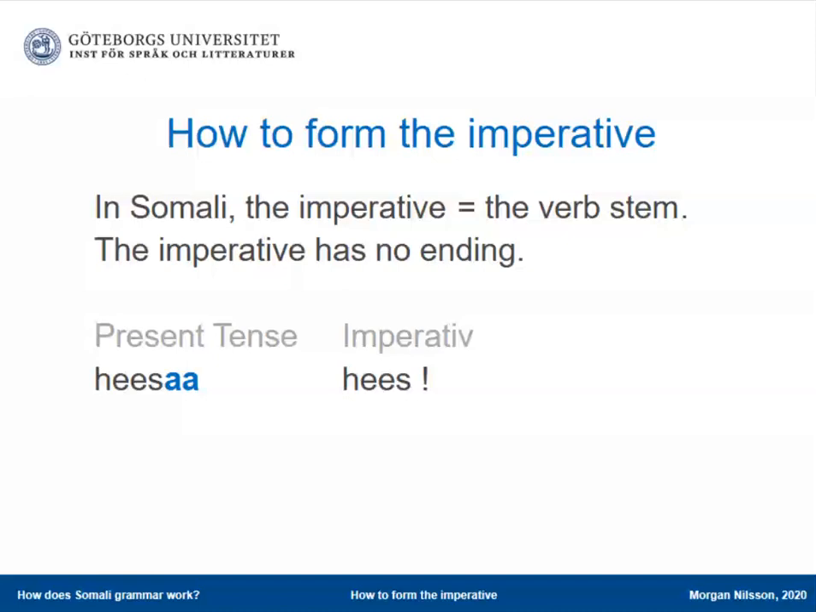So in the present tense we have, for example, hesa, and in the imperative the present tense ending a is not there, and nothing else is there instead. So we only have the stem, hes.